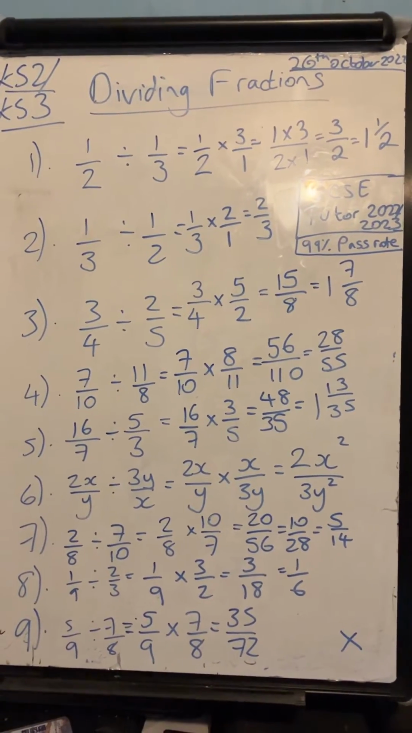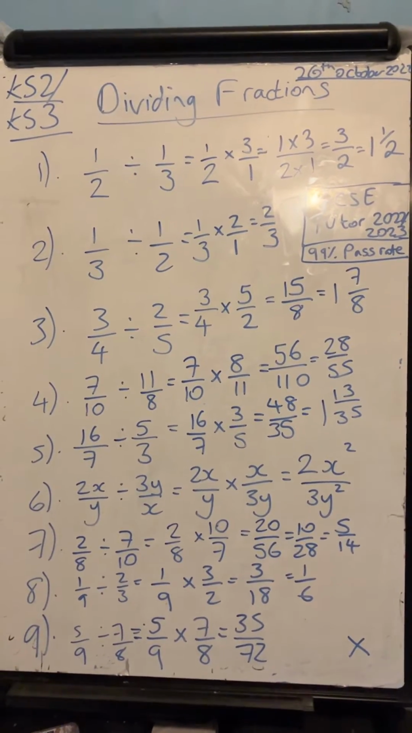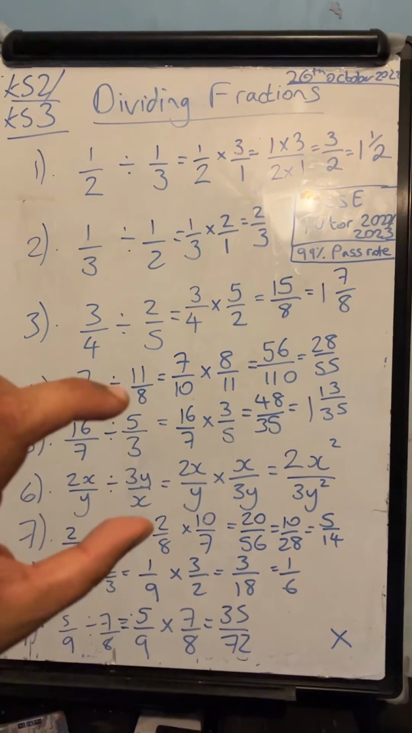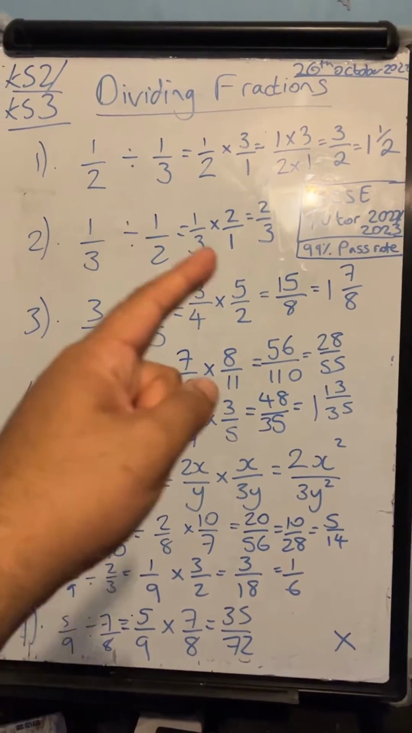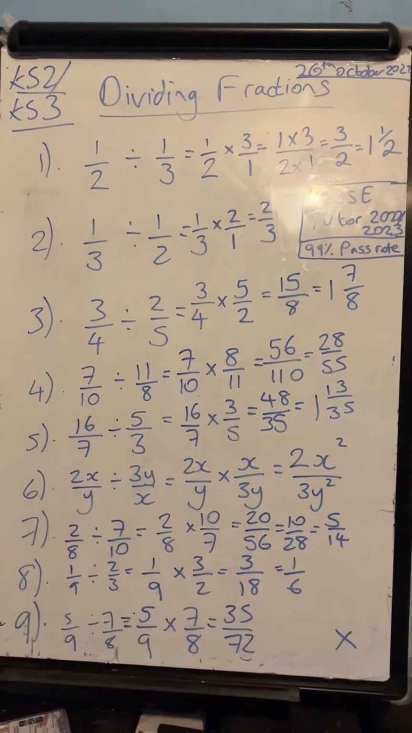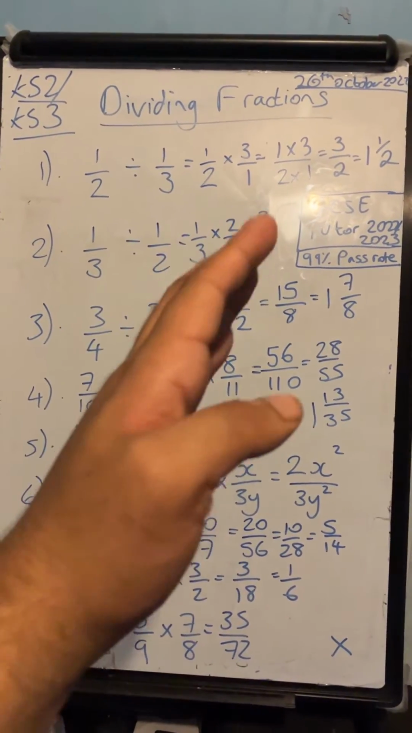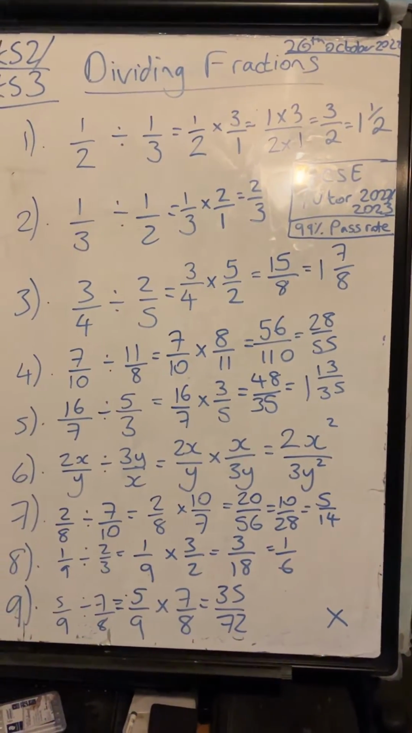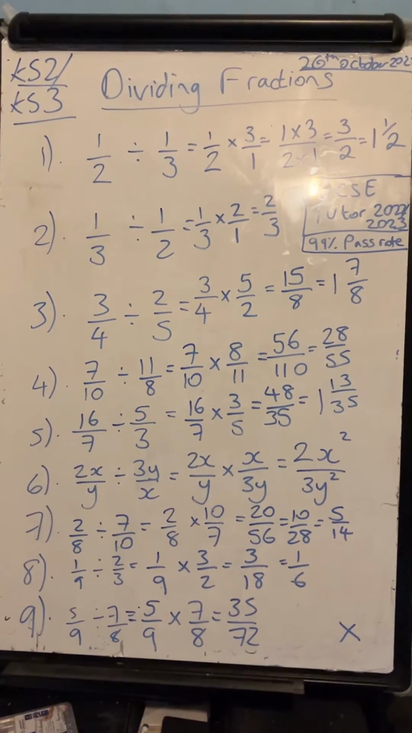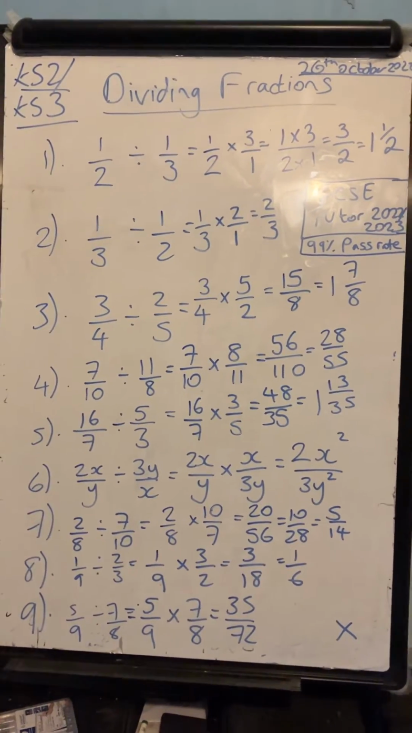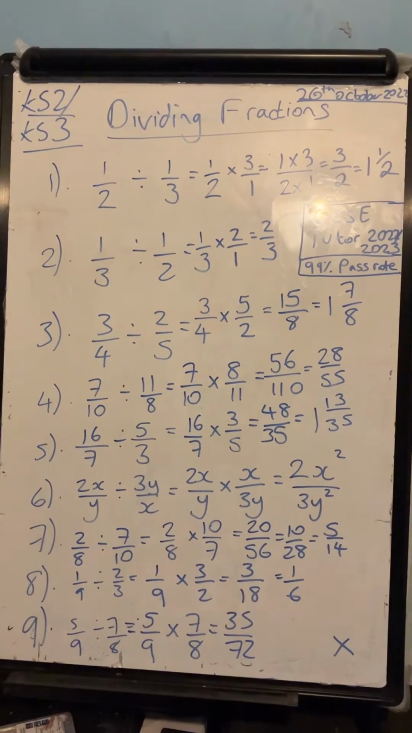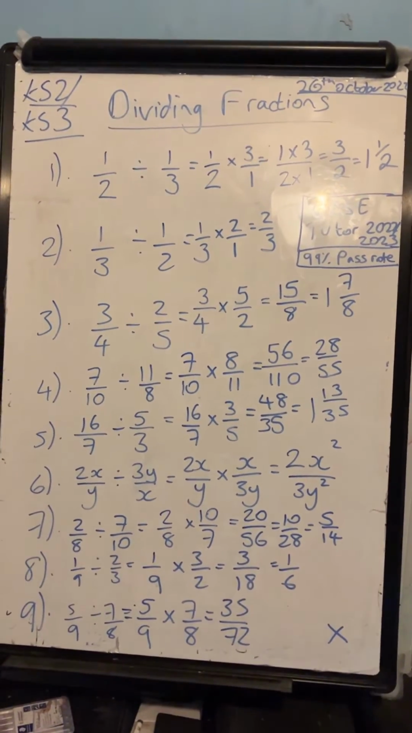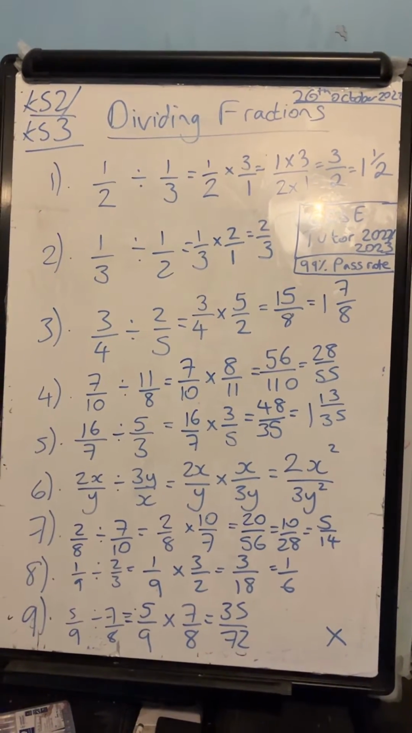Question number 2, guys. 1/3 divided by 1/2. Again, I keep the first fraction the same, I flip the second, and then I change it into a multiplication. So now I do 1 times 2, which is 2, and then 3 times 1, which is 3. So the answer we get this time is 2/3, which I class as a proper fraction. A proper fraction just means when the numerator is smaller than the denominator, and an improper fraction is the opposite. So an improper fraction means that the answer is bigger than 1.